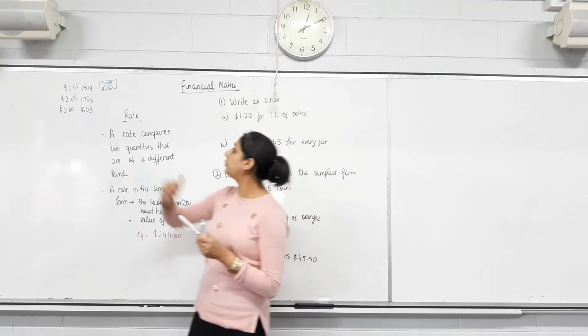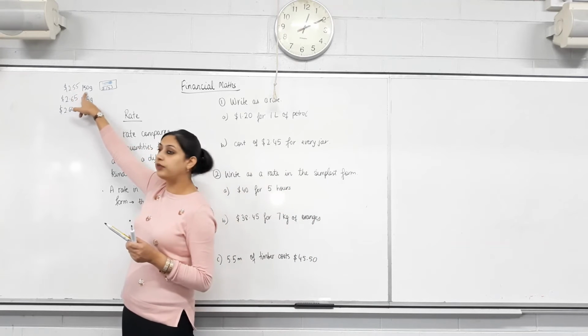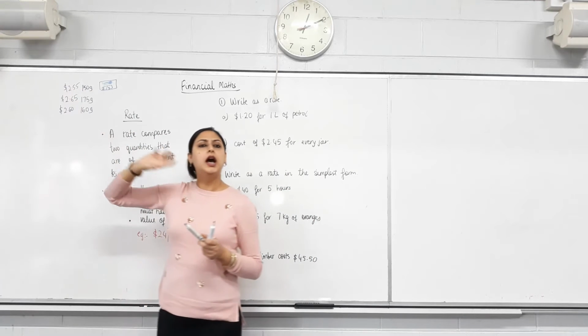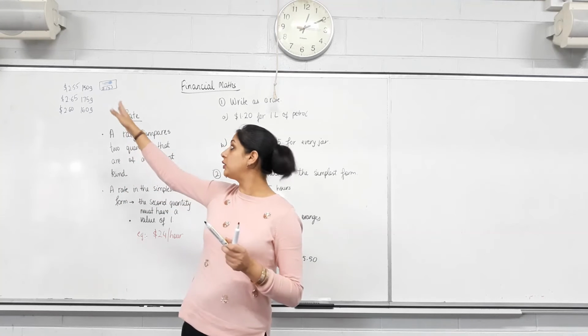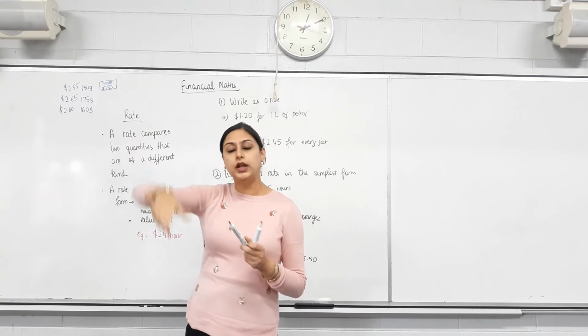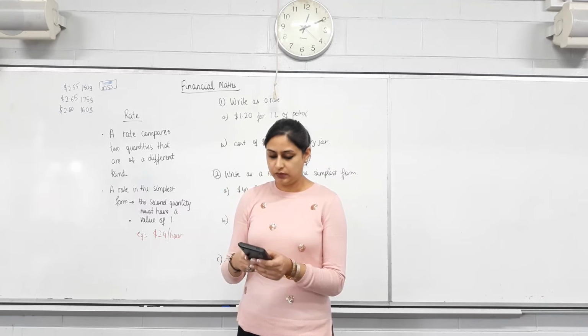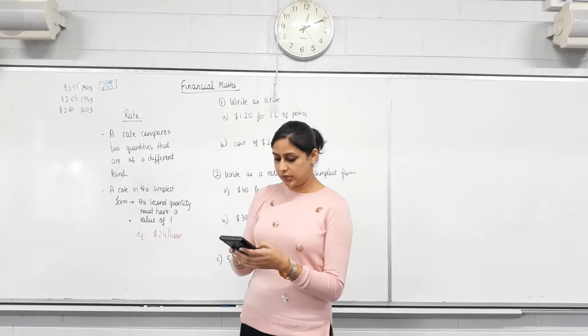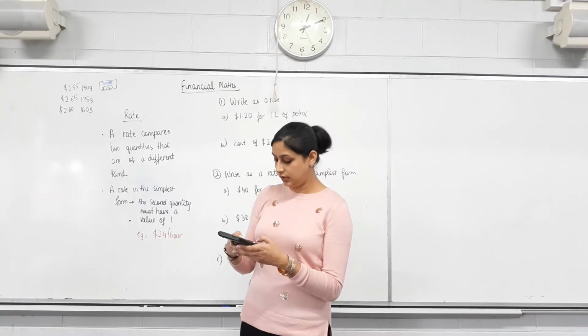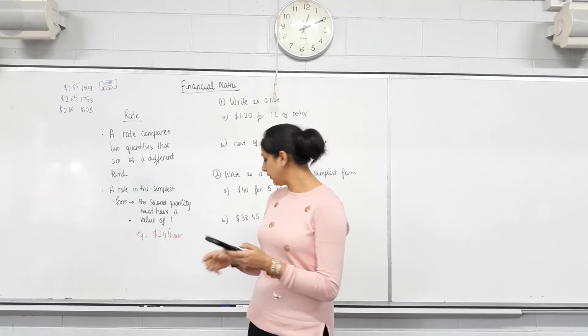So can we find the unit pricing now? So if this is 255 for 150 grams, how much is it for 1 gram? Can I divide 255 by 150? Yeah. Do it now, quick. So $2.55 divided by 150. 1.7.